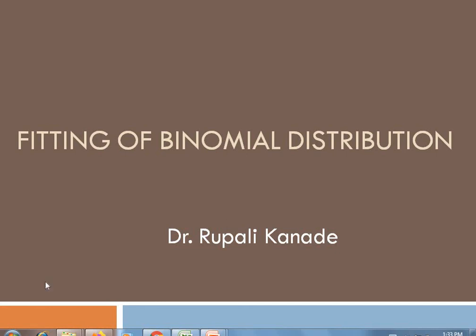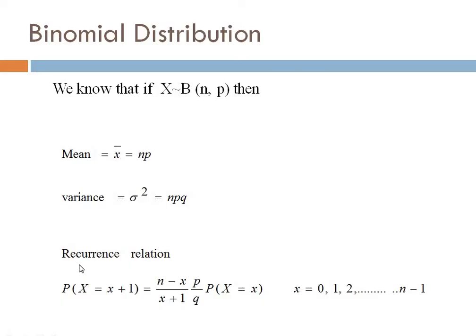This video may help you to understand fitting of binomial distribution to given data. We know that if x follows binomial n, p, then its mean is np, variance is npq, and this is a recurrence relation.